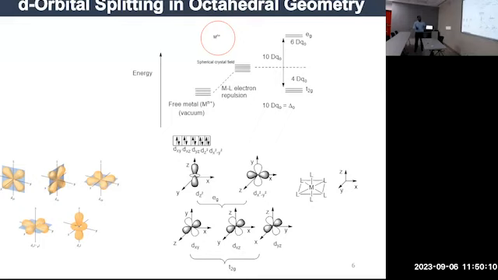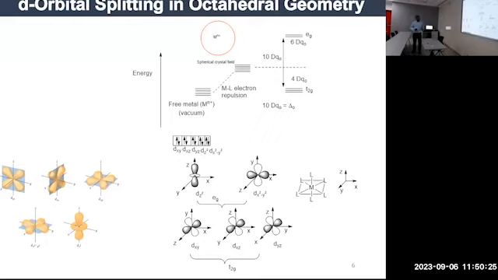So if you consider a spherical field like a football, in the center there is a metal and ligand can approach at any side, the energy of the orbitals will be equally affected. So this is a spherical field, or in some books it is also called the free-splitting condition.